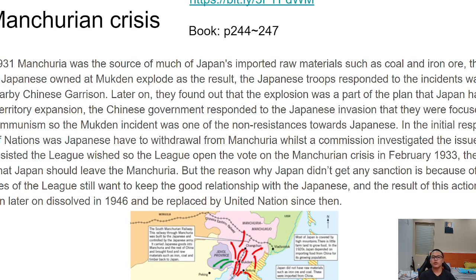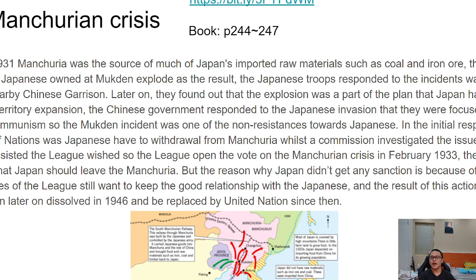Finally, the Manchurian crisis. In September 1931, Manchuria was the source of much of Japan's imported raw materials such as coal and iron ore. The railroad that the Japanese owned at Mukden exploded. As a result, the Japanese troops responded to the incident by attacking the nearby Chinese garrisons. Later on, they found out that the explosion was part of a plan that the Japanese had created for territorial expansion. The Chinese government responded to the Japanese invasion by saying that they were focused on defeating communism, so the Mukden incident was one of non-resistance toward the Japanese.